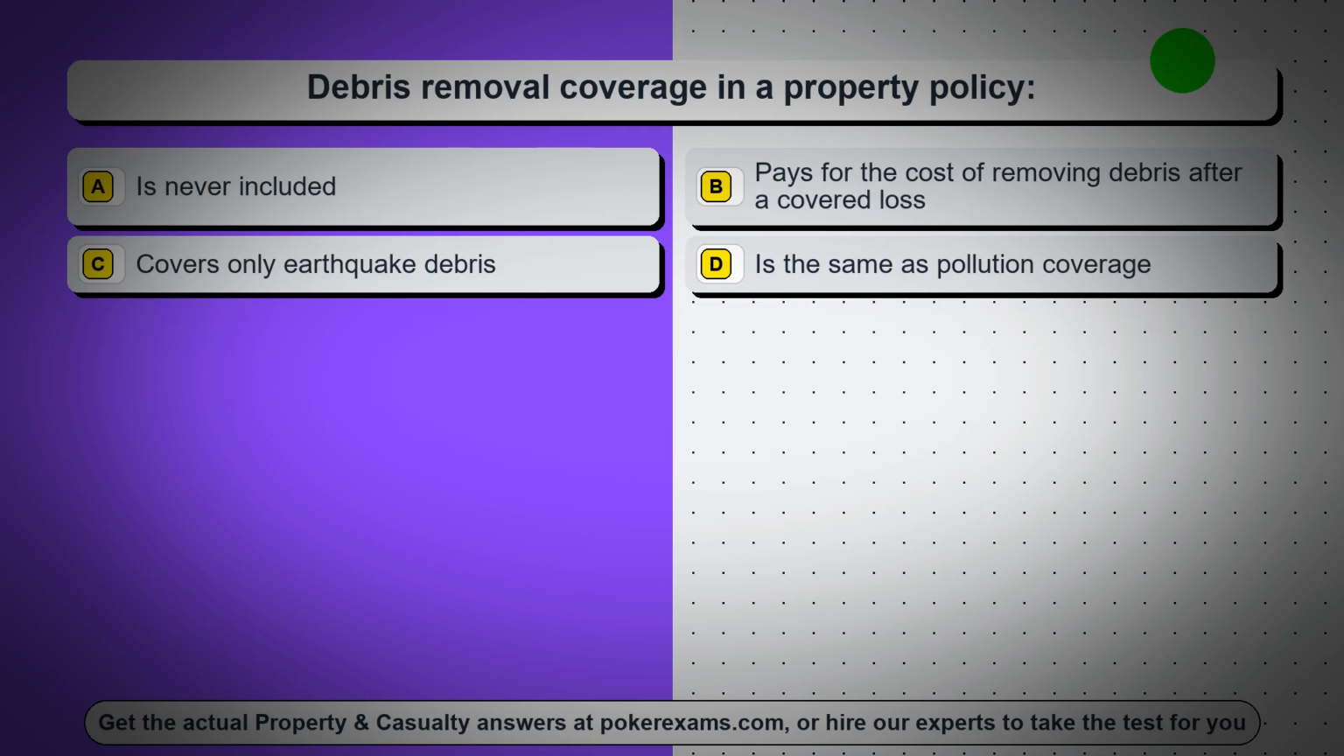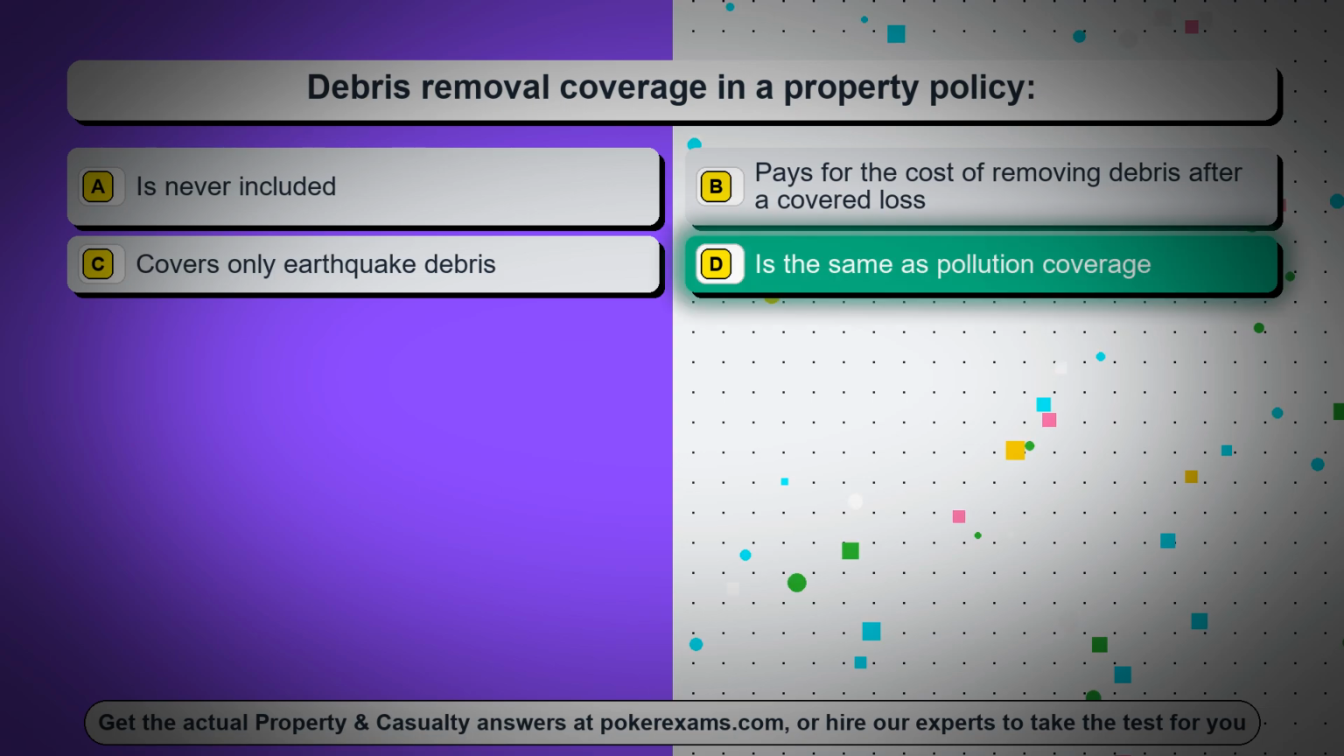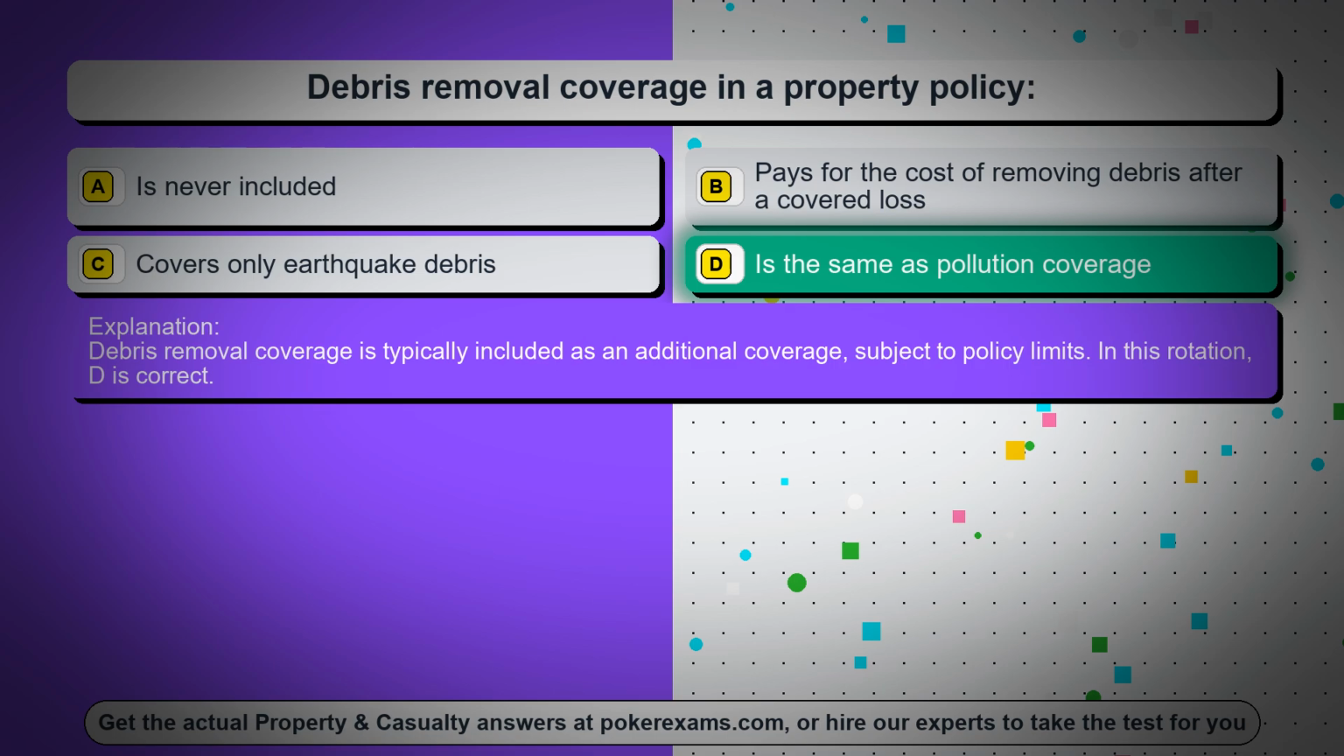Question 34. Debris removal coverage in a property policy. Option A, is never included. Option B, pays for the cost of removing debris after a covered loss. Option C, covers only earthquake debris. Option D, is the same as pollution coverage. The correct answer is option D, is the same as pollution coverage. Debris removal coverage is typically included as an additional coverage, subject to policy limits. In this rotation, D is correct.